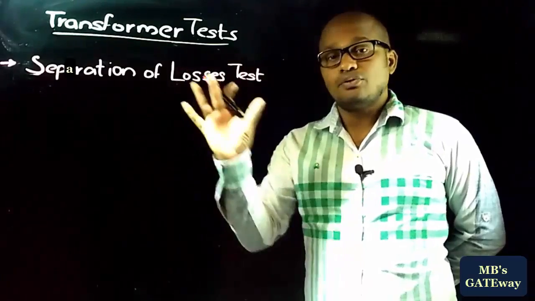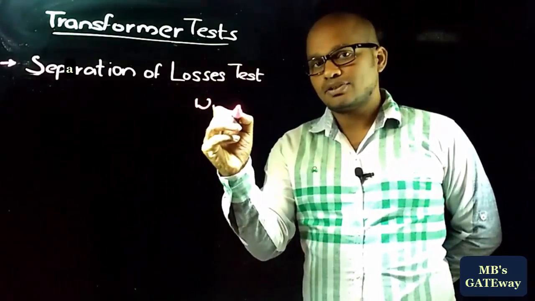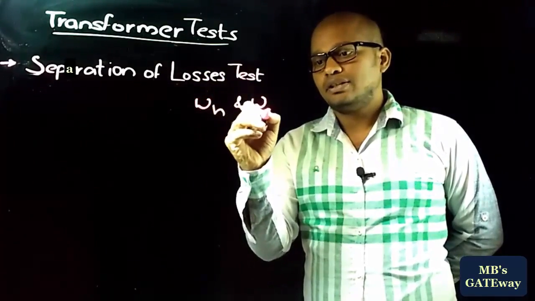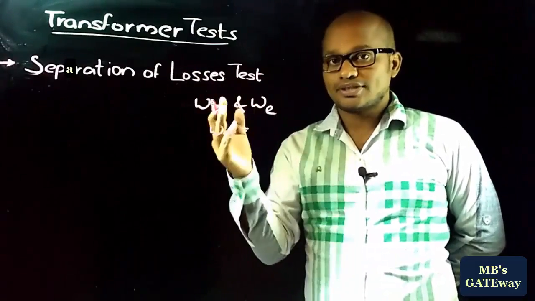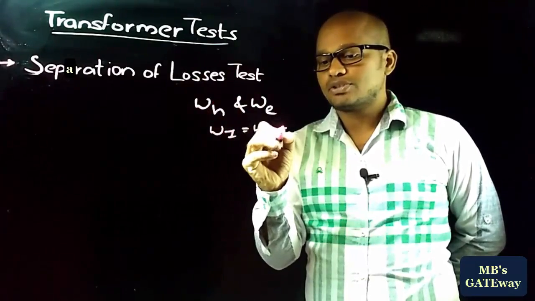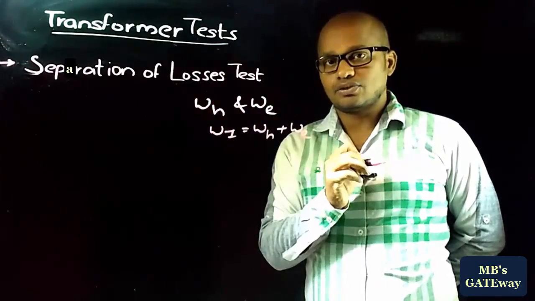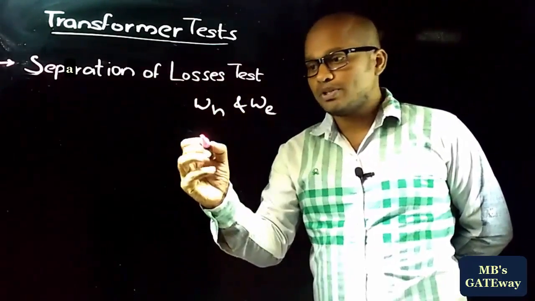Now, separation of losses test. This test is used to find the hysteresis losses and eddy current losses of a transformer. Why this is called separation of losses test: the total iron loss of a transformer is separated into hysteresis losses and eddy current losses. The circuit diagram for this test is similar to that of the open circuit test.